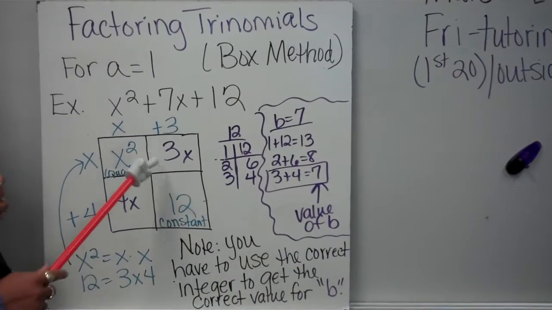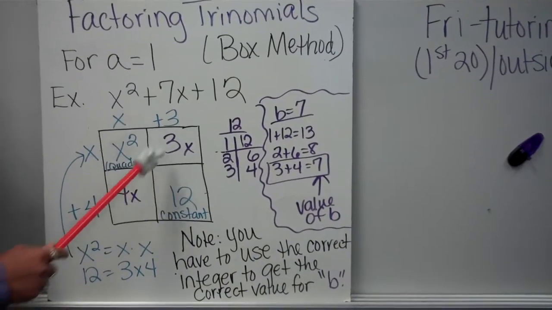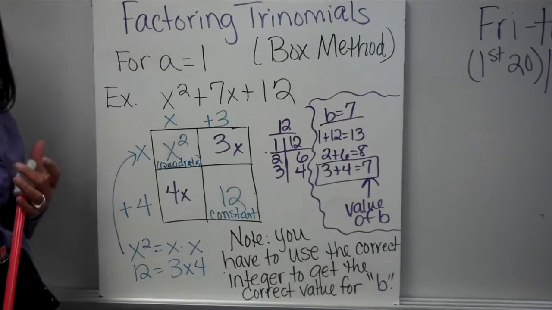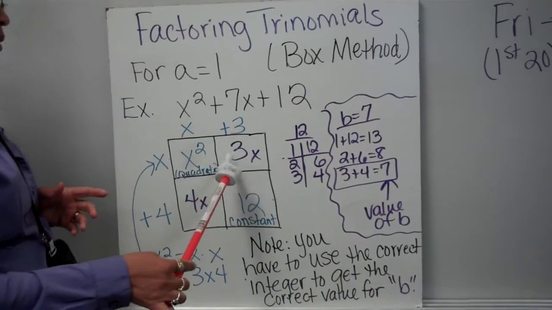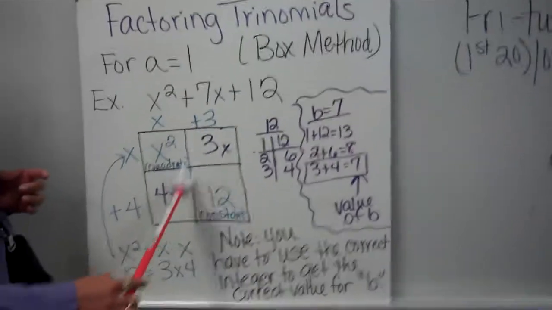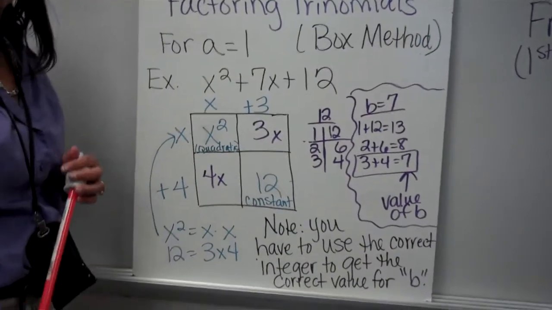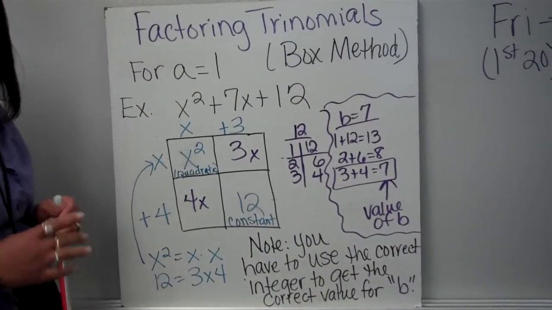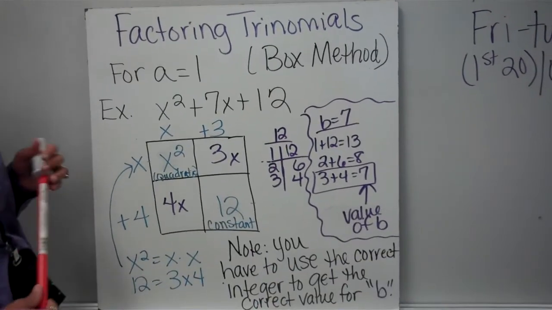So then I just place those into the empty boxes, 3x and 4x. At this point, it doesn't really matter if you put 4x here or 3x here, because it's all addition. So it doesn't really matter where you place the 3x and the 4x. But it does matter in subtracting.